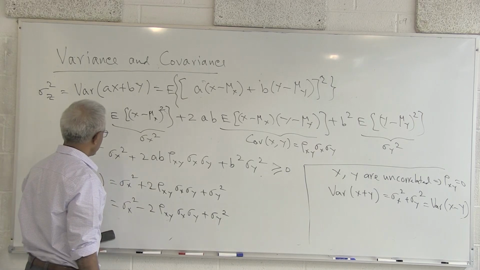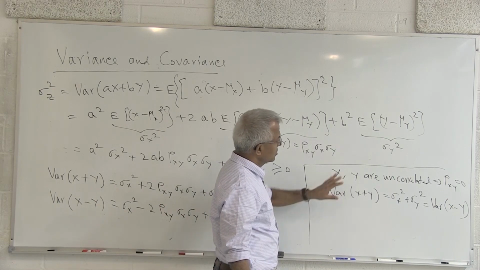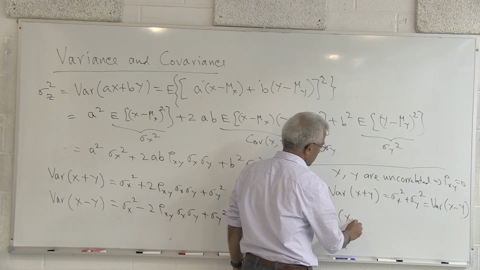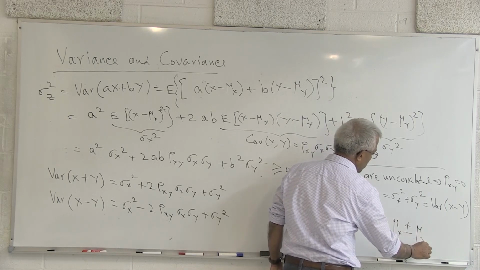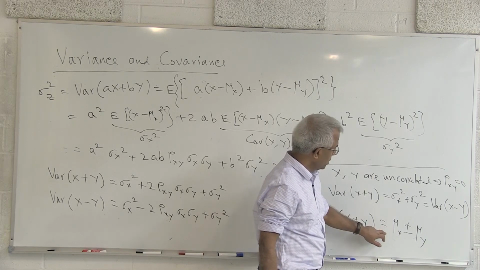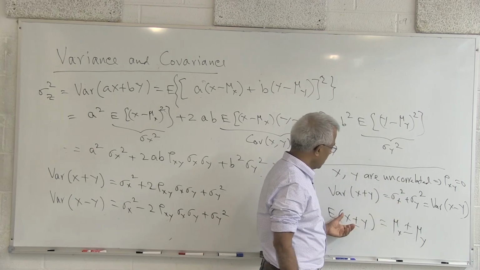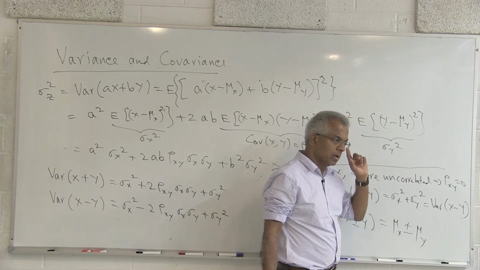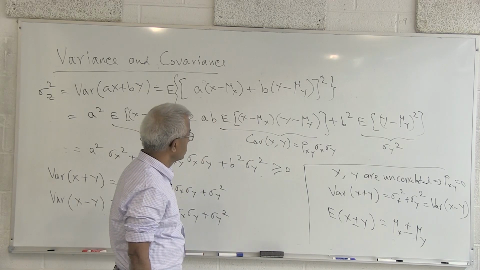For example, or to summarize, if x and y are uncorrelated, then of course the mean is always mu x plus or minus mu y. So if the two random variables have equal mean, you can make the difference have 0 mean. If they have equal variance and if they are uncorrelated, by subtracting you are not going to reduce the variance. In fact, the variance will become double, especially if the random variables are uncorrelated.